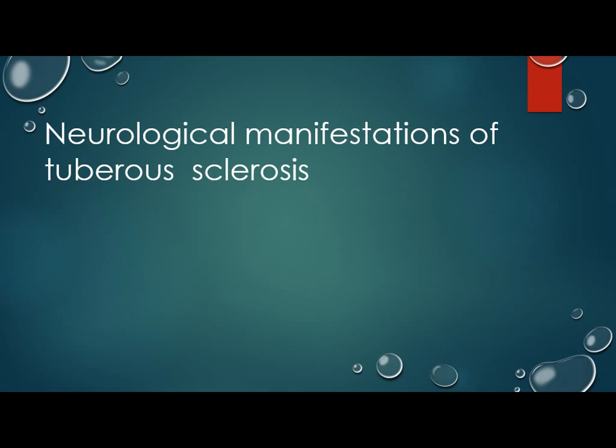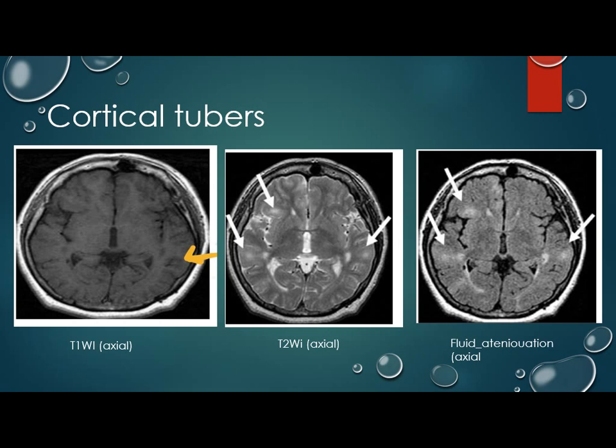Cortical tubers are due to destruction of the normal six layers of cortex, replaced by dystrophic neurons or astrocytes. These appear more commonly in the parietal and frontal areas. If they occur in the parietal and frontal areas, they are associated with autism. They appear hypo on T1, hyper on T2, and 10% of them enhance post-contrast.